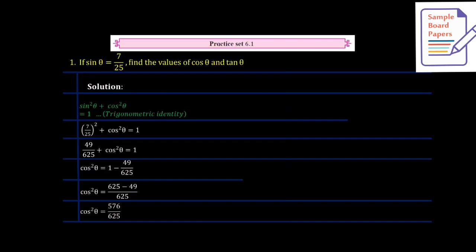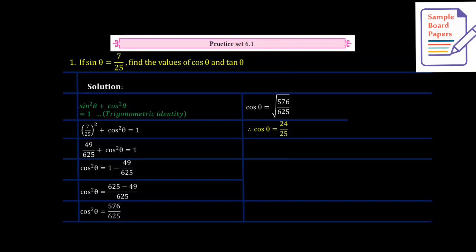We all know that the square root of 625 is 25, and 576 is also a perfect square, so the square root is possible here. So we will take the square root of 576 also. The square root of 576 is 24, and the square root of 625 is 25. So we have solved the first part of our question, that is cos theta.